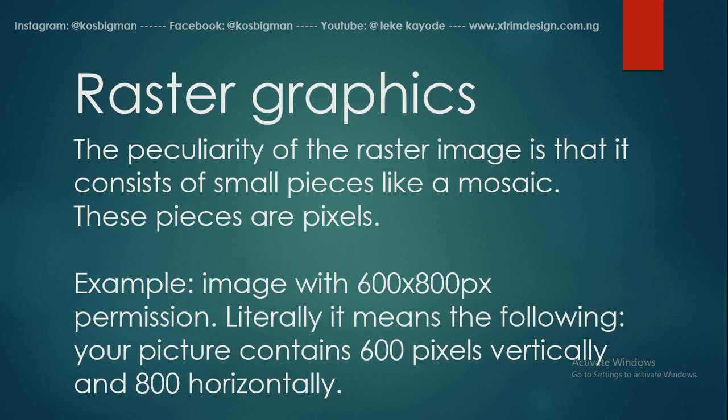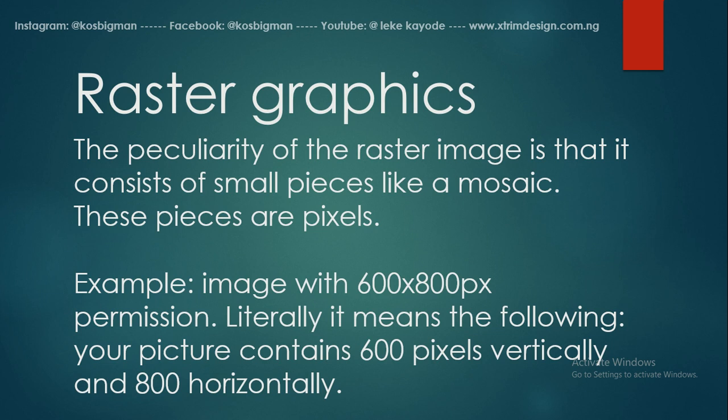Then the dimensions of your design, you see things like 1280 pixels by 720 pixels. What that means is there are 1280 pixels across the width of that image, then across the length of that image, there are 720 pixels.